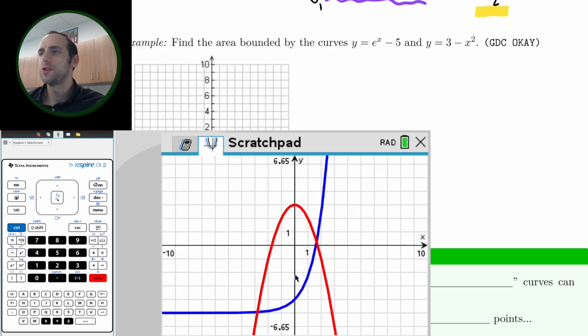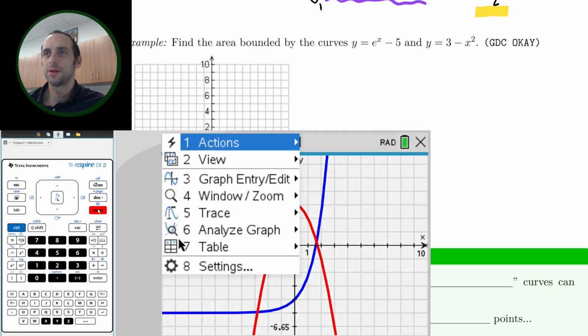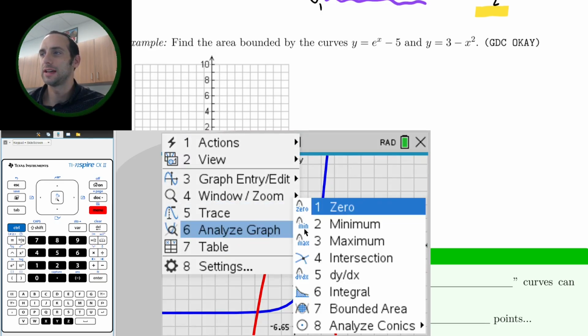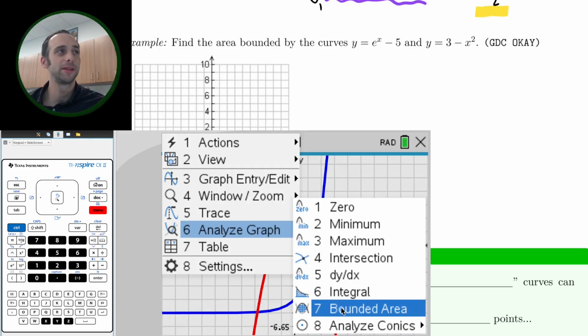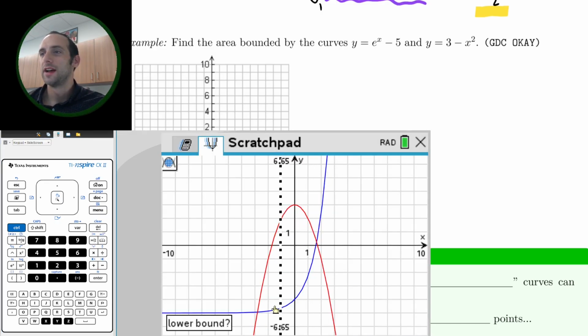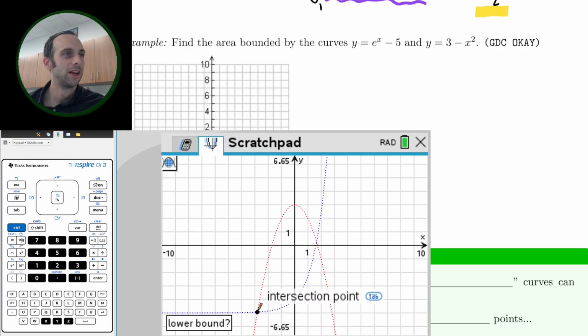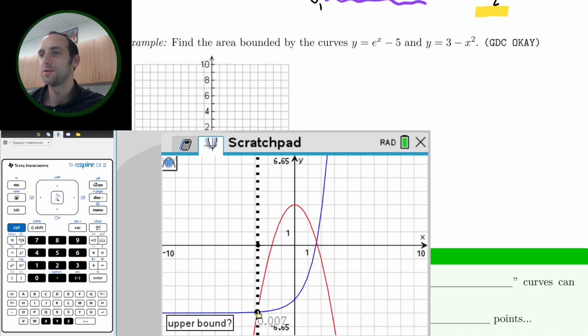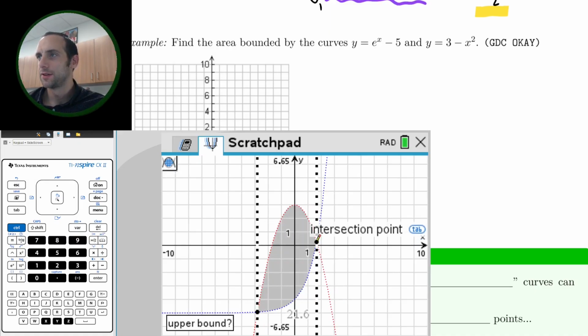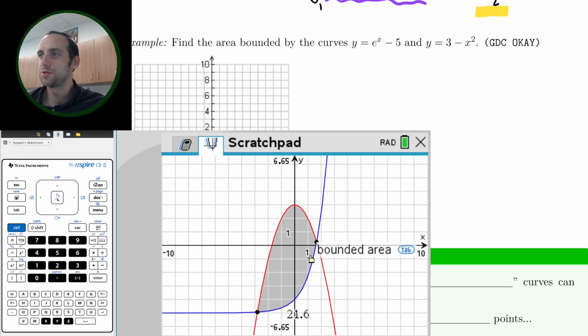Okay? And you can find the intersections here and then set up an integral, or if you have a TI Nspire, you can actually just go menu, analyze graph, and then this bounded area option. It'll ask you for a lower bound, and if you get close enough to the intersection point, it'll actually put a little dot there and you can just click. So this is one of the awesome features of the TI Nspire, is you can do this bounded area all in one go and simply get out an answer.